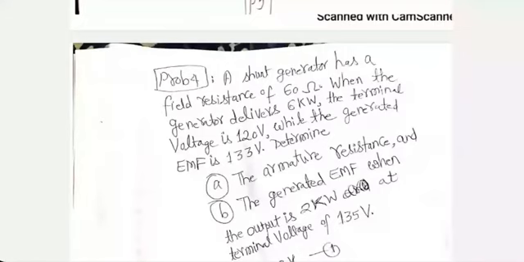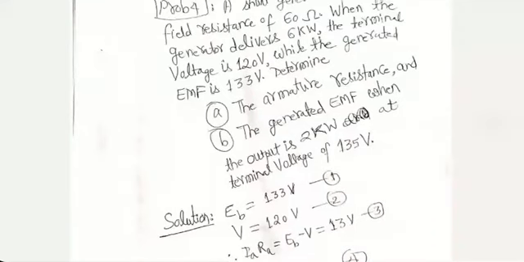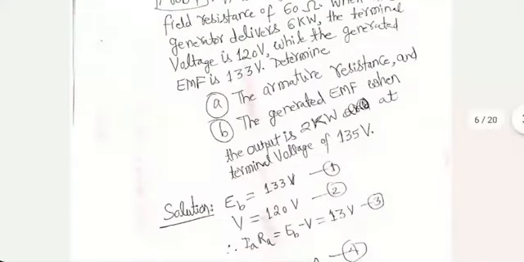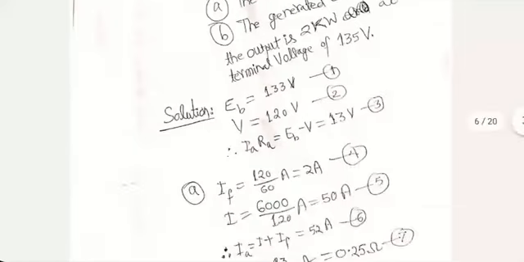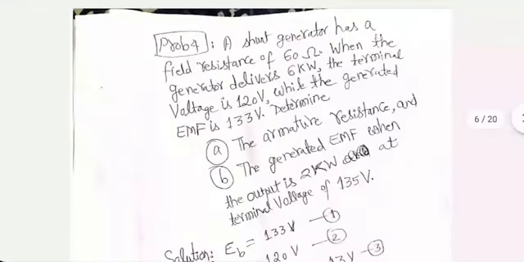Fine. I'm not drawing the circuit again. The equivalent circuit is known to you from the previous problems. It's a matter of using it correctly. In A, EB is 133 volt, V is 120 volt, so IARA will be EB minus V. Brush drop is not given, so we assume it's not there. So IARA is 13 volt, the difference of 133 and 120 volts.